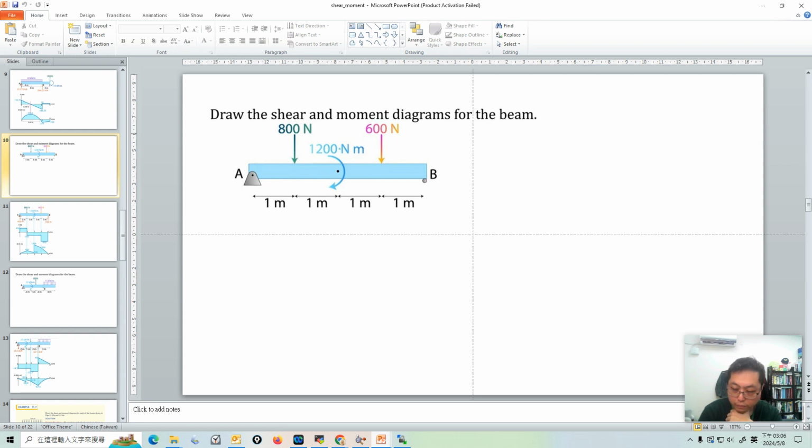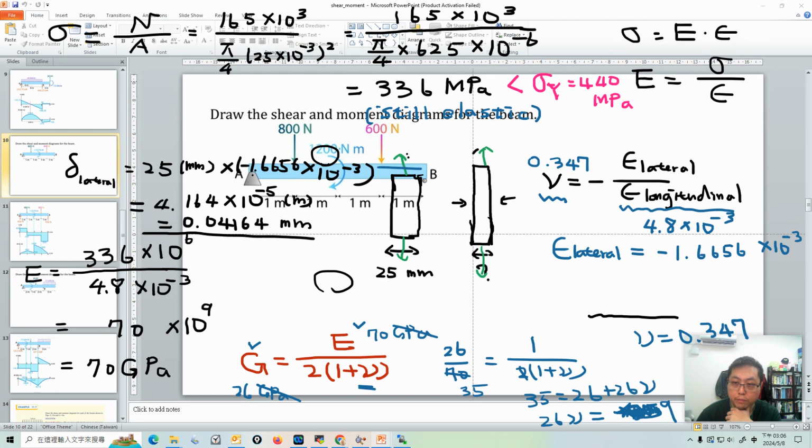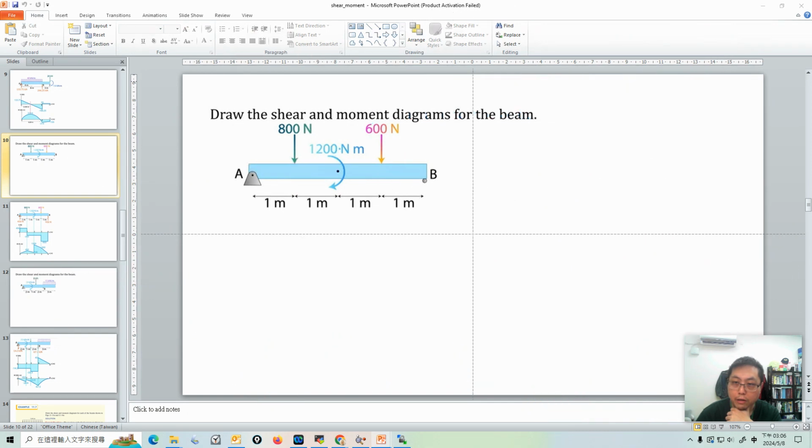Okay, so in the previous example, I told you that if you want to draw a shear moment diagram, first of all, you need to do the rigid body equilibrium. So let's do the rigid body equilibrium first. We know that A is a pin support and B is a roller support. So first of all, let's draw a free body diagram of the beam.